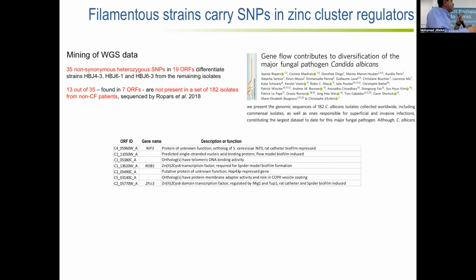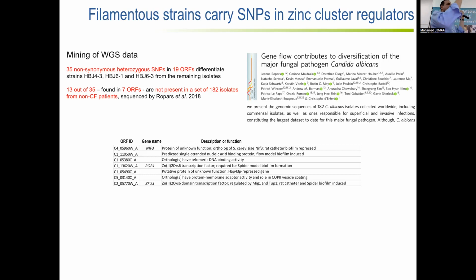Among these, 13 found in only 7 ORFs, 7 genes, are not present in a set of 182 clinical isolates from non-cystic fibrosis patients, sequenced by Ropars et collègues. This is a group of Christophe D'Enfer, and these isolates are from a variety of sites: the human body, oral cavity, bloodstream, vagina. So these SNPs appear to be associated with, or correlating with, the cystic fibrosis context.